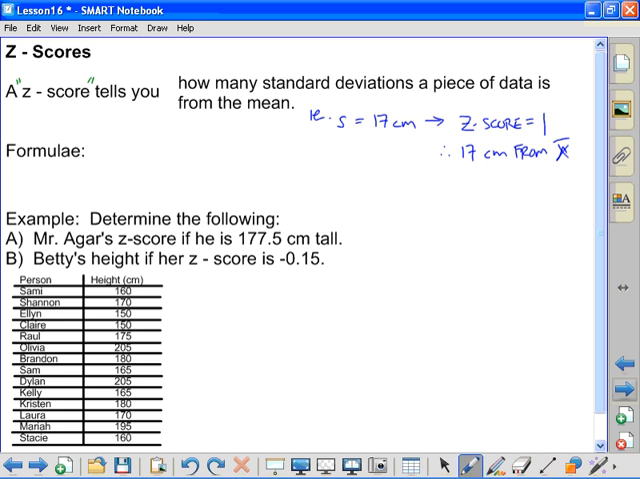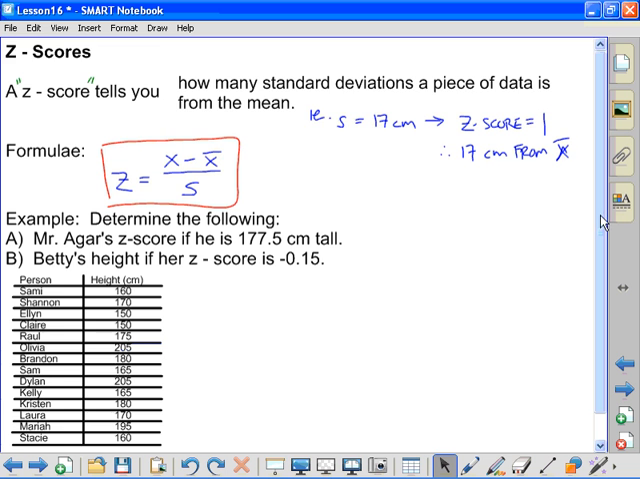And the Z-score formula is Z equals X minus X bar, so the data point you're interested in, minus the mean, divided by the standard deviation for the information. All right, so I've got an example that deals with that.